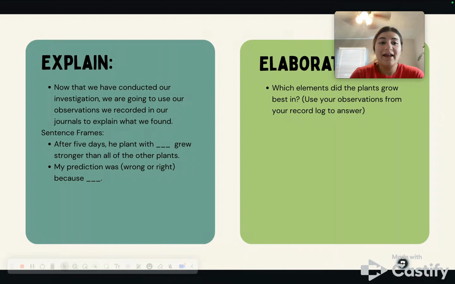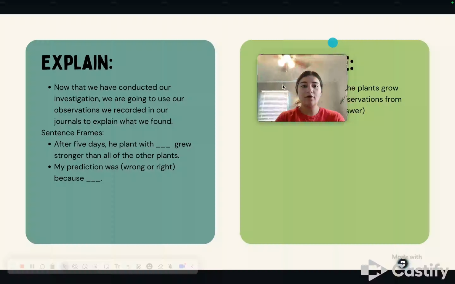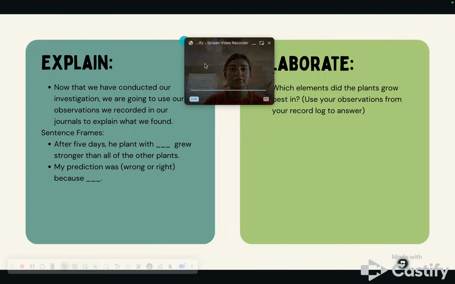All right, so now that the 5 days are over, now that we have conducted our investigation, we are going to use our observations we recorded in our journals to explain what we found. So here's some sentence frames for you to follow. After 5 days, oops, that's supposed to say the plant with blank grew stronger than all of the other plants. Now, another sentence frame is, my prediction was wrong or right because of blank. So go ahead and write down your explanations in your journals.